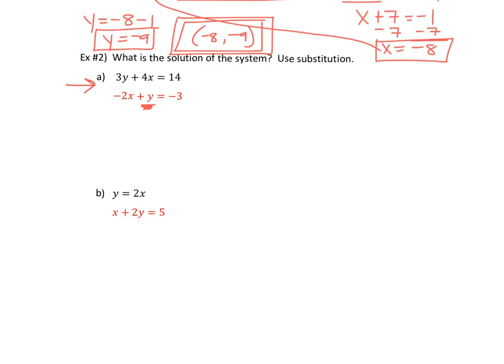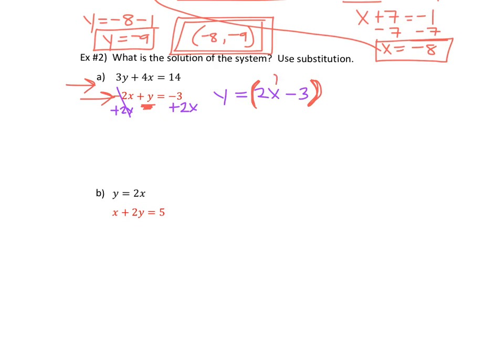What I'm going to do is add 2x to both sides. And now my new equation is y equals 2x minus 3. Okay, so now we have y by itself. Now it's our job to substitute. So we're going to take this 2x minus 3, and we're going to plug it in where we see a y. Well, we're not going to do it in this bottom equation because that's where we took it from. So you can't plug it back into the equation you already changed. You need to plug it into the other equation.